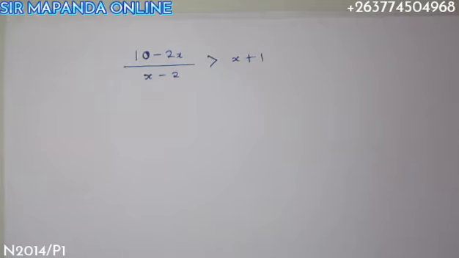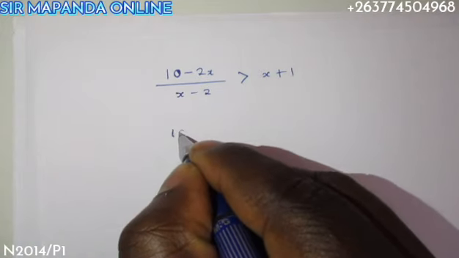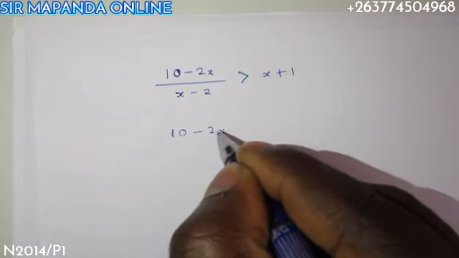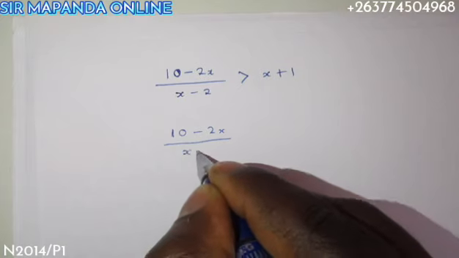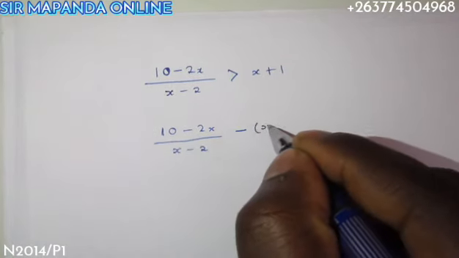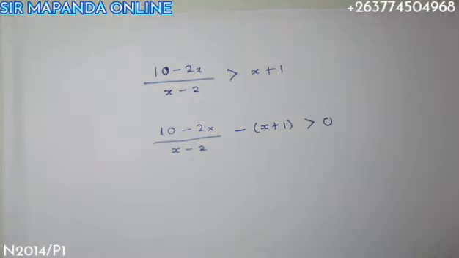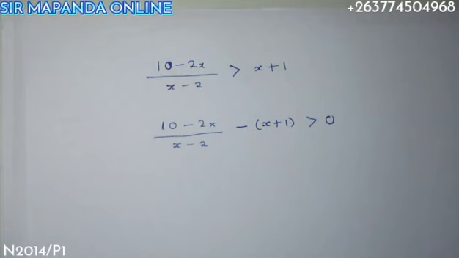So the best way is to move x plus 1 to your left side. You get (10 minus 2x) over (x minus 2) minus (x plus 1) is greater than 0. And you put x plus 1 in brackets, something like that.